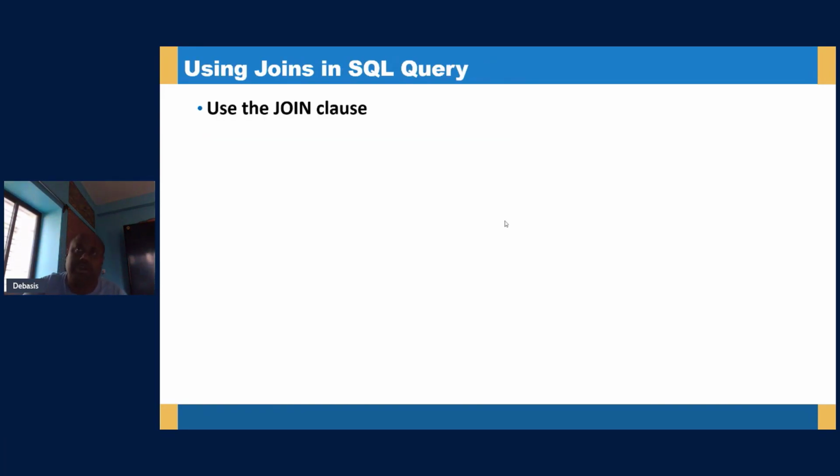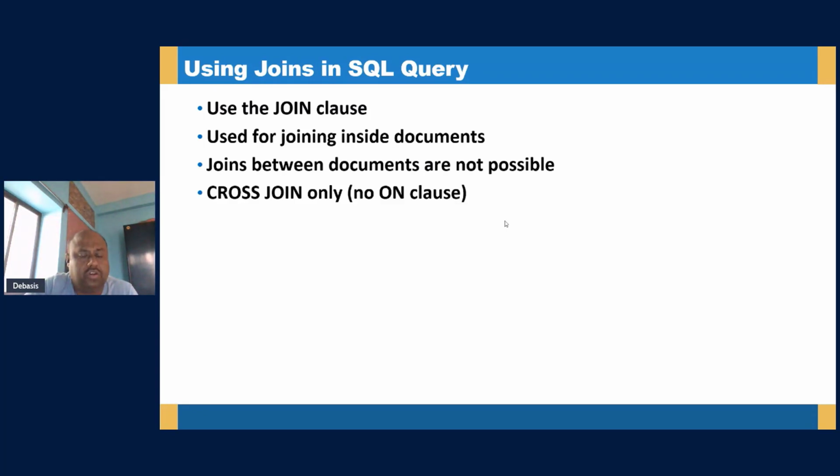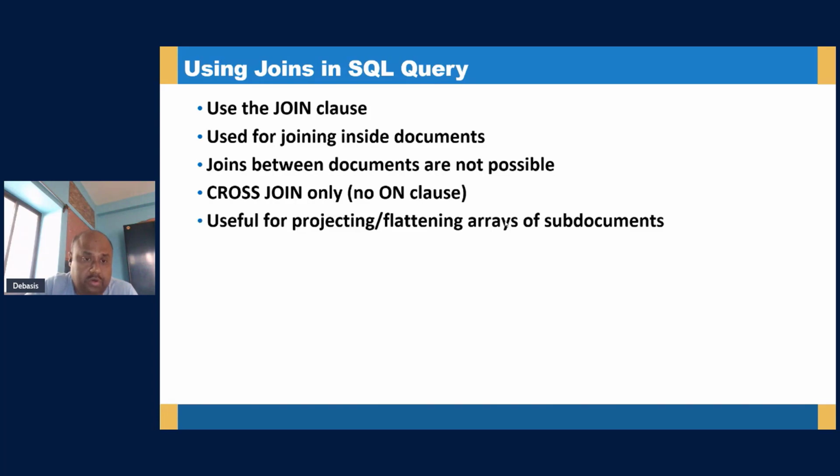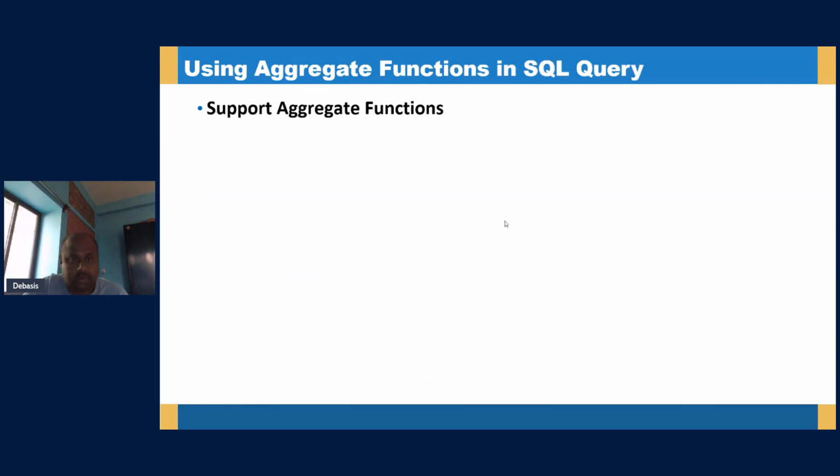Also, in the case of Cosmos DB, we can perform joins, using a join clause inside documents. Joins between documents are possible, only cross joins are possible, and they are useful for projecting or flattening arrays for sub-documents. So this is an example of a join clause. In this way, we can perform joins.